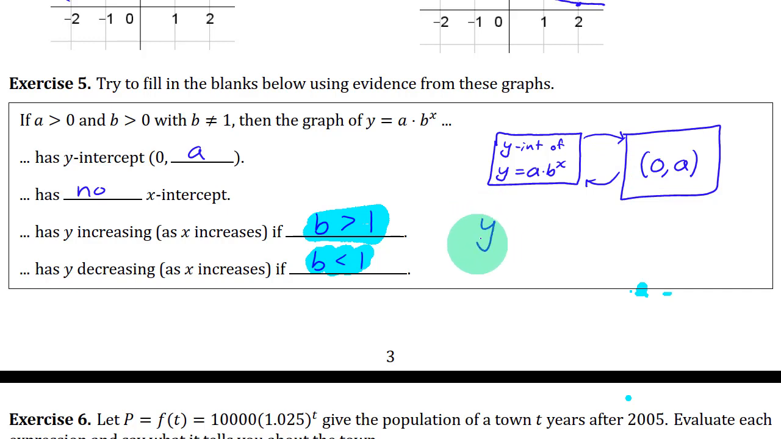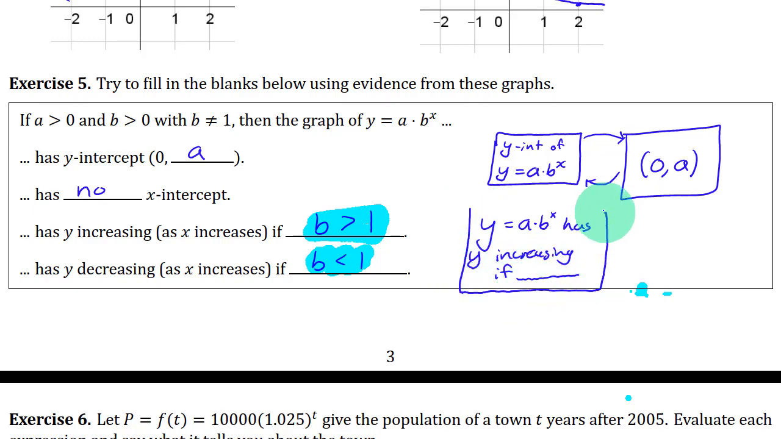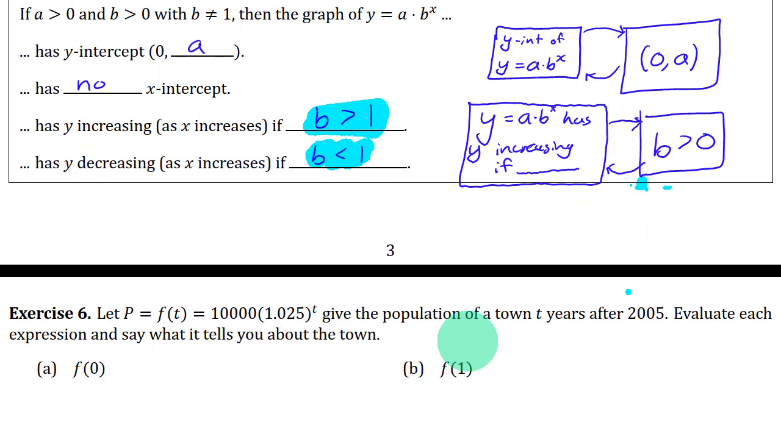You could also say on another flashcard, y equals a times b to the x has y increasing if blank, and then on the back side of that card you can have b is greater than 0. That's a good way to memorize important stuff like this.